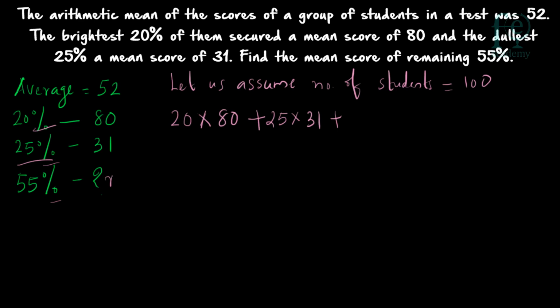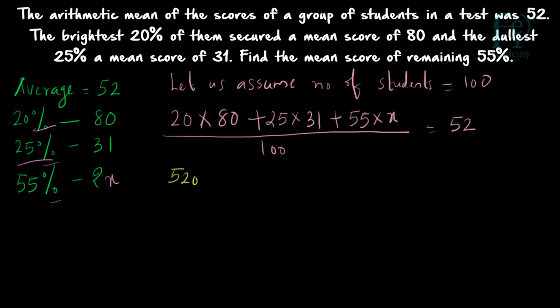Then let us assume x is the mean of the remaining 55% students. That means for the remaining 55 students, the average is equal to x. So 55 into x, the whole divided by the total number of students, 100. It is given as 52. 52 is the total average. It is already given in the question. So we can write the formula: 20 into 80 plus 25 into 31 plus 55x, divided by 100, is equal to 52.